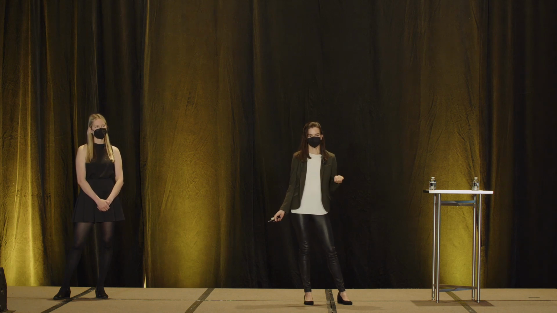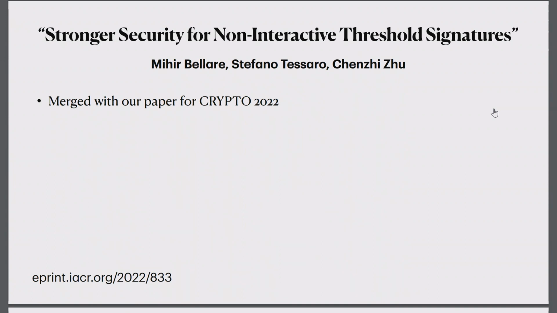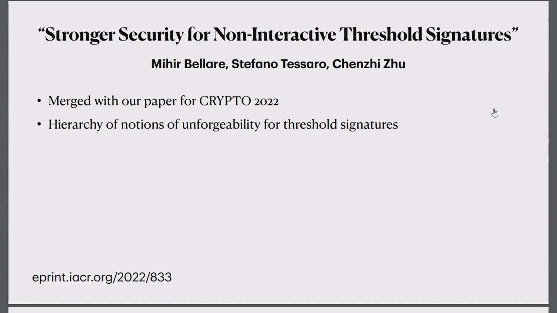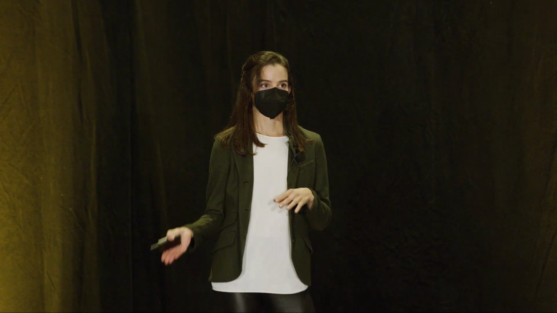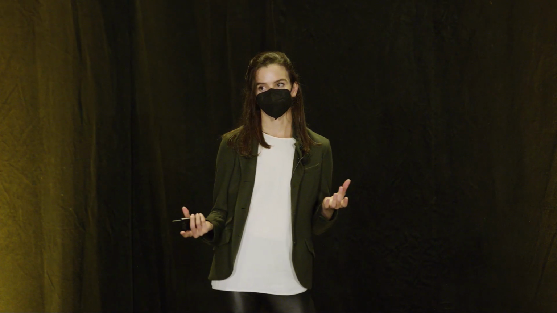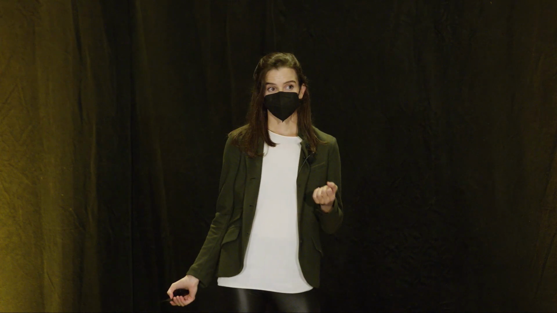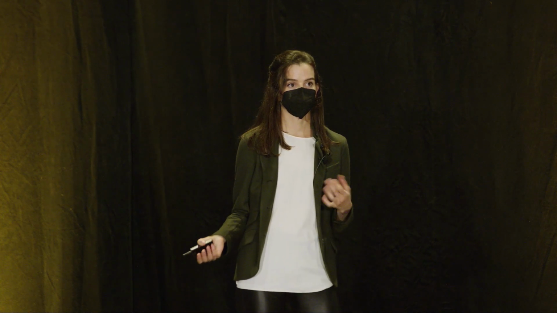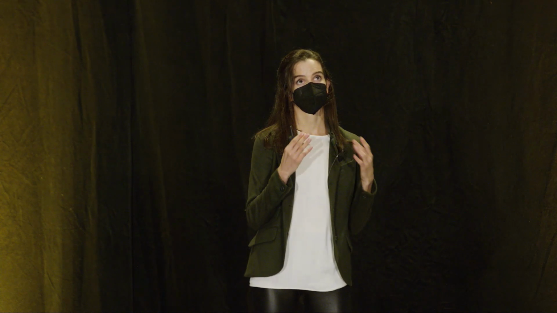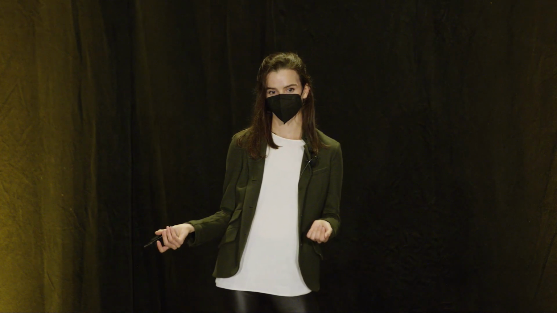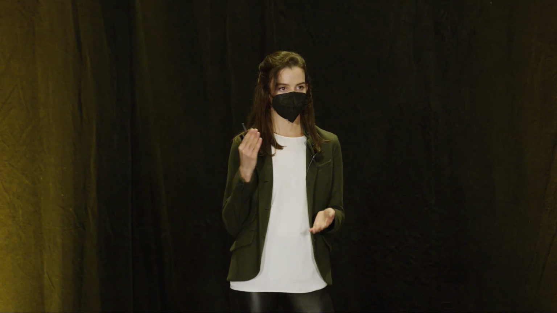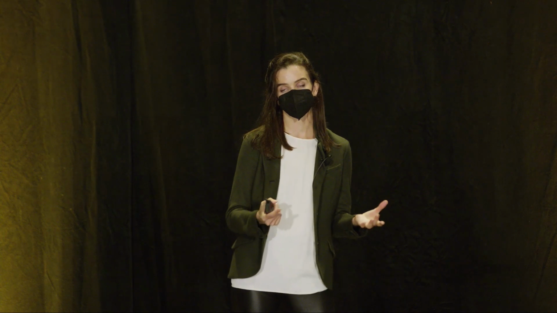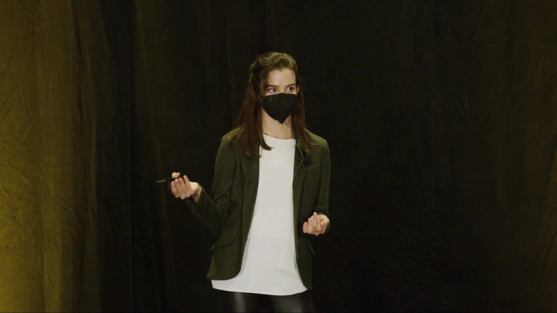This is a paper called Stronger Security for Non-Interactive Threshold Schemes by Mihir Bellare, Stefano Tessaro, and Chenzi Zhu. What's neat about this work is they give a hierarchy of notions of unforgeability for threshold signatures. Prior to this paper, there was a standard notion of unforgeability where you assume that the adversary controls, depending on the protocol, T-1 corrupted players, and there's some number of honest players. What this paper does is take that notion as the base notion, and then it creates stronger notions of security.